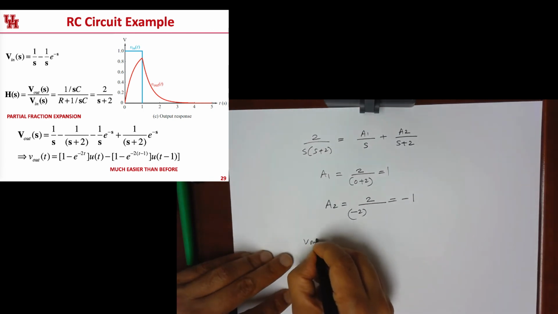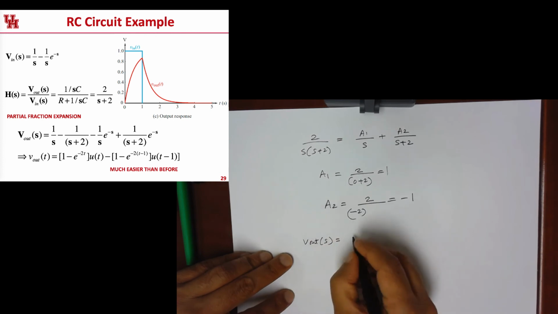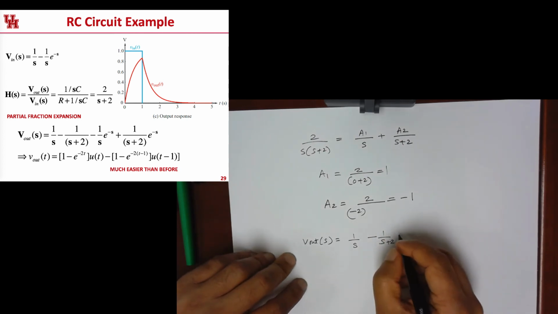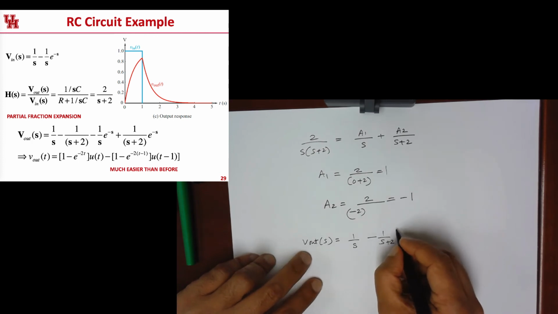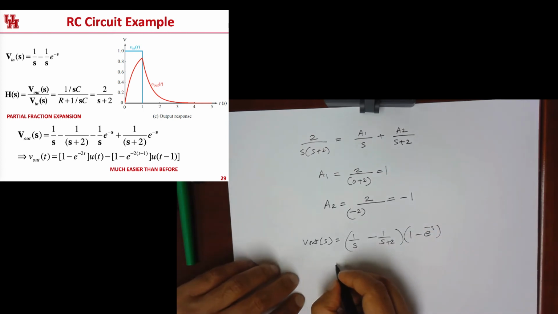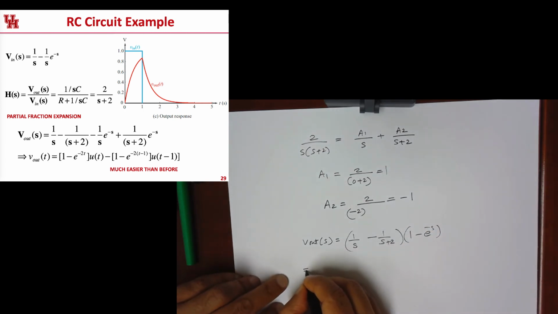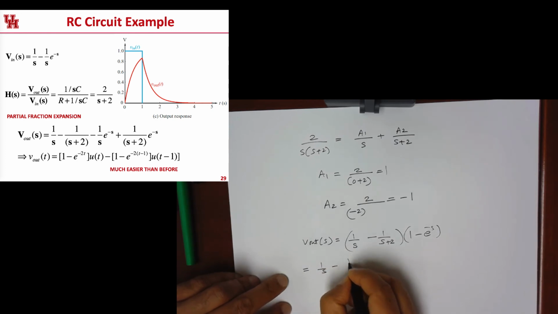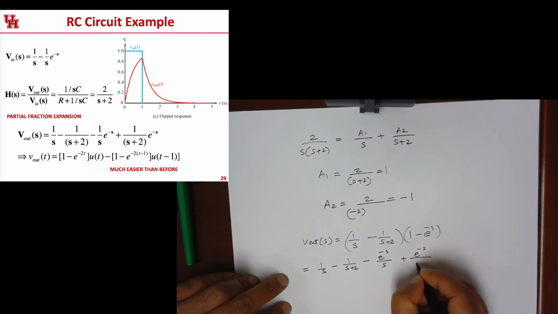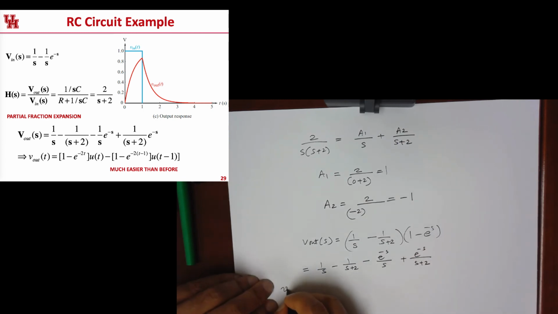So my V out of S is going to be 1 over S minus 1 over (S plus 2), and this whole thing times (1 minus e to the minus S). So if I expand this out, this is going to give me 1 over S minus 1 over (S plus 2) minus e to the minus S over S plus e to the minus S divided by (S plus 2). So now I can inverse Laplace transform this one term at a time.